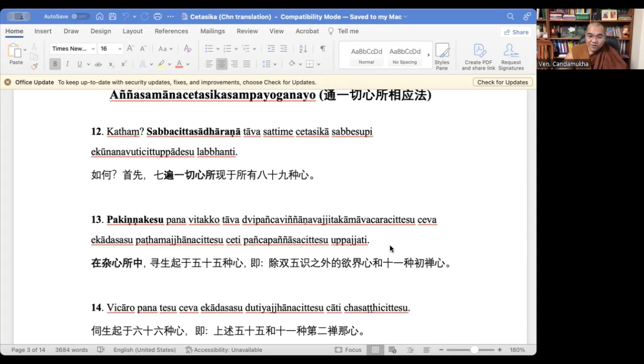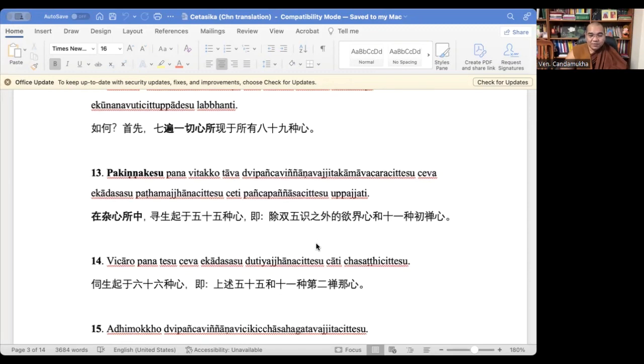So what are the 55? Yesterday we already studied. 45 Kamavacara Cittas except the Dvipancavinnana, and then the 11 first jhana Cittas, the Cittas that associate with the first jhana. So 44 and 11 altogether make 55.